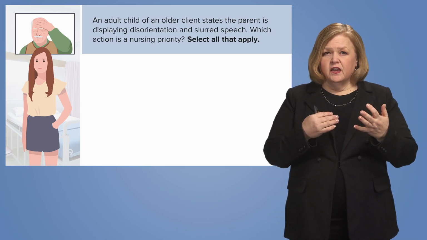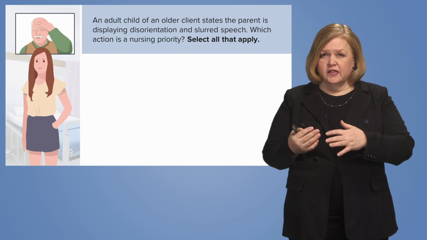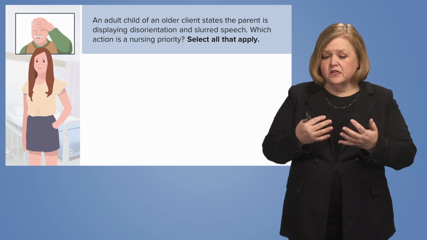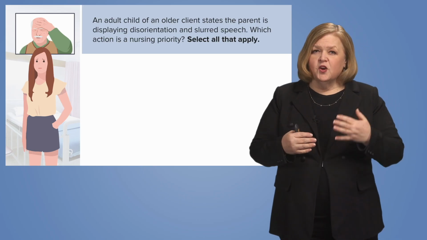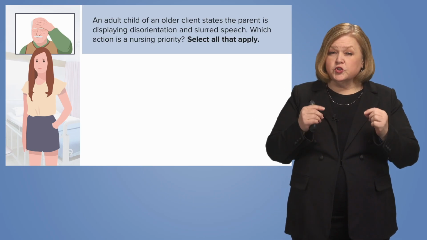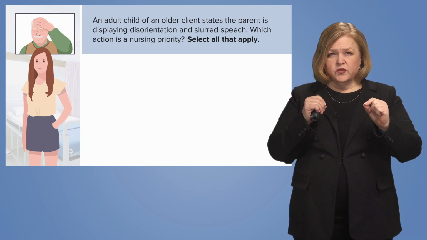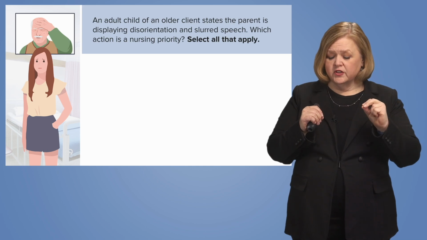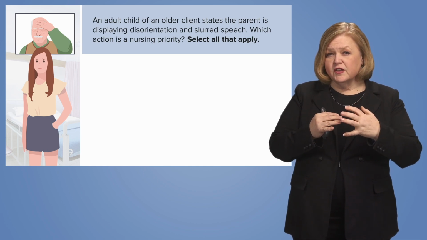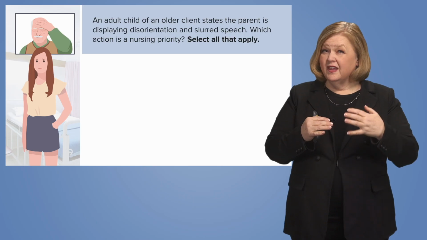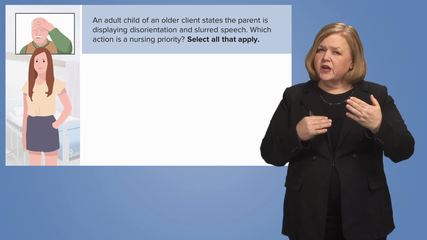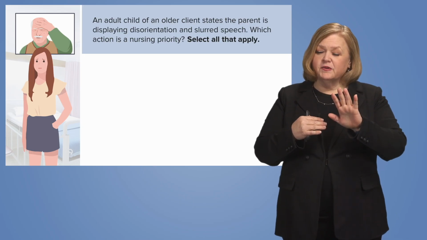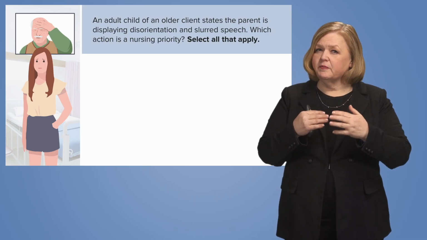So I know I've got an adult child of an older client who has told us this client is now displaying abnormal behaviors or assessments. So what is my priority? Well, in the nursing clinical judgment model, remember you're supposed to recognize cues. The cues here are a new onset of disorientation and slurred speech. I'm analyzing those with the other information I have about this patient, that they're an older client. So what should I start to think? I'm not going to tell you now, but I want you to develop your hypothesis.